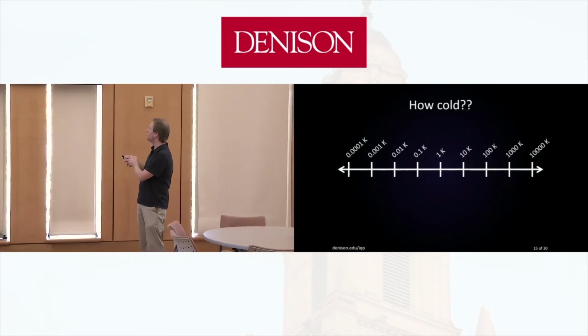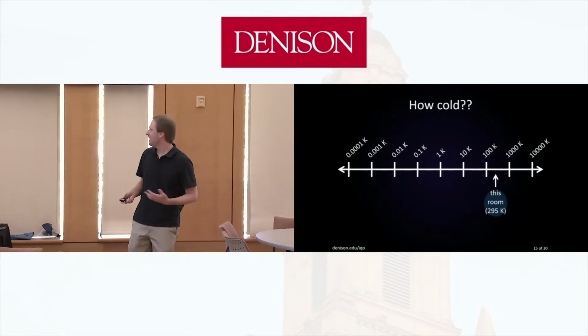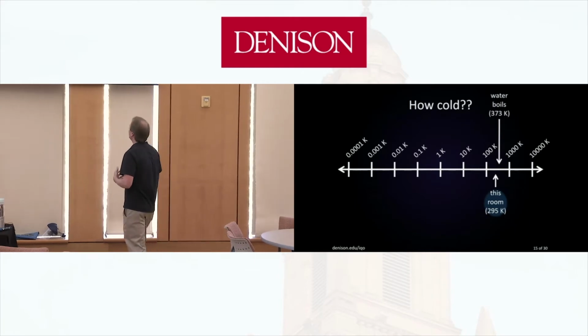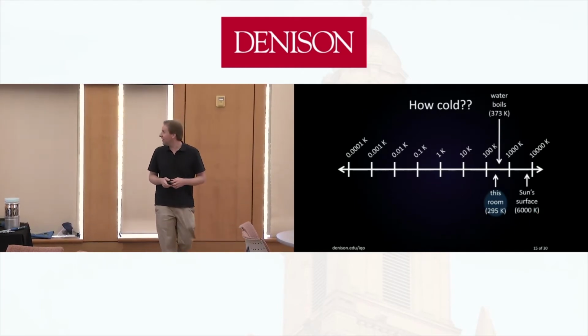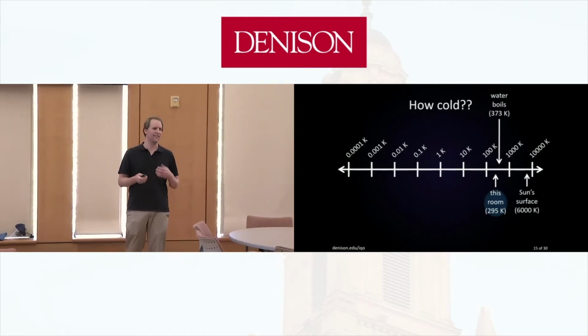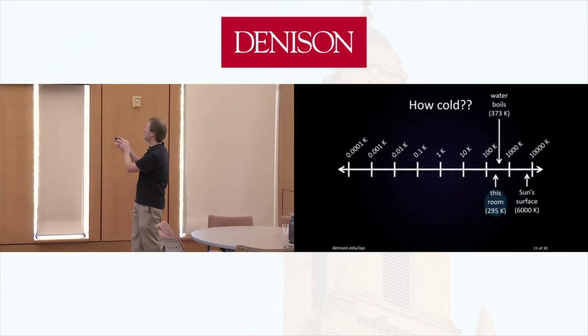And so to give you an idea of what that is, right, this room is about 295 Kelvin, or about 70 degrees Fahrenheit. Right? If you go hotter, water boils around 373 Kelvin, and the surface of the sun is up at 6,000 Kelvin, or about 10,000 degrees Fahrenheit. Okay, so this is a logarithmic scale, so each tick mark here represents a factor of 10 in temperature.